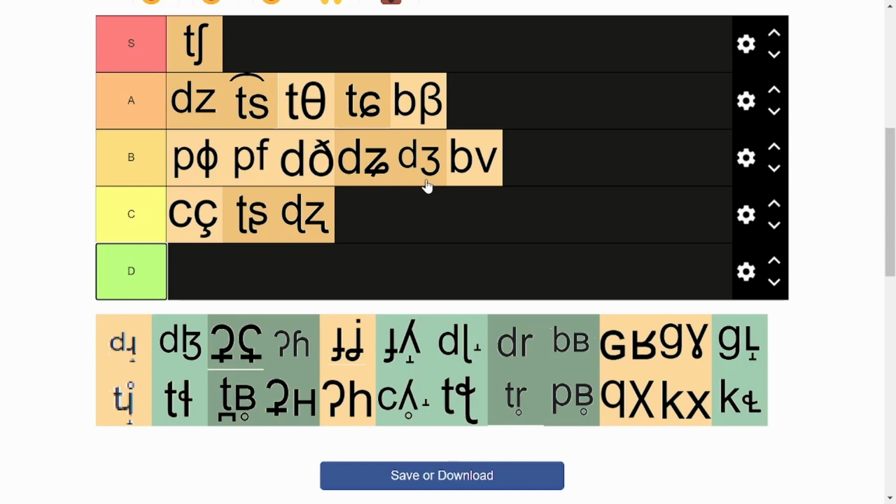Also, I would like to say that now the two bottom rows are exactly voiced and voiceless. The funny thing is they don't line up, but they are voiced and voiceless. That's nice.